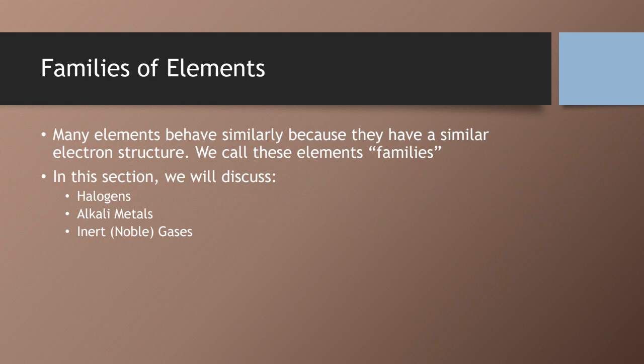But many elements behave similarly because they have similar electron structures. Okay, we'll get into what's happening with the electrons next week. But there's the same electrons available to do stuff. And so we call these elements where they have the same electrons available to do stuff families of elements. And we give them names.